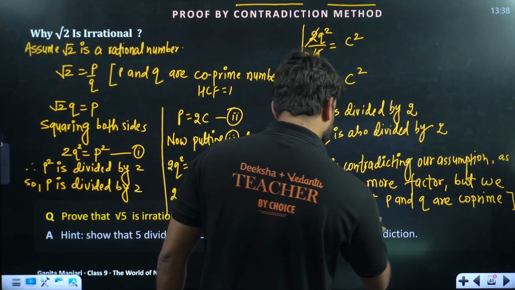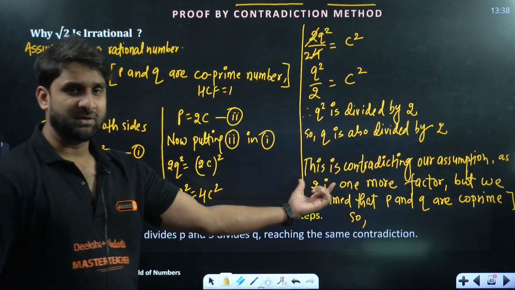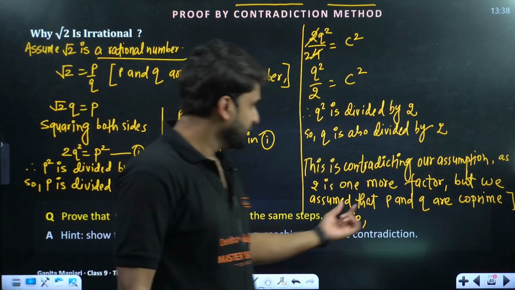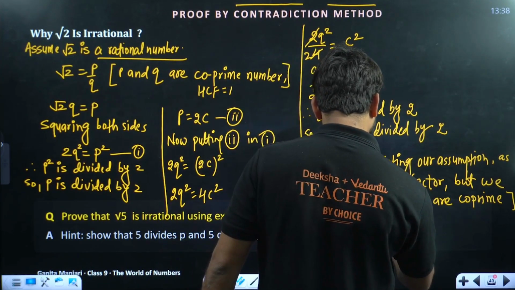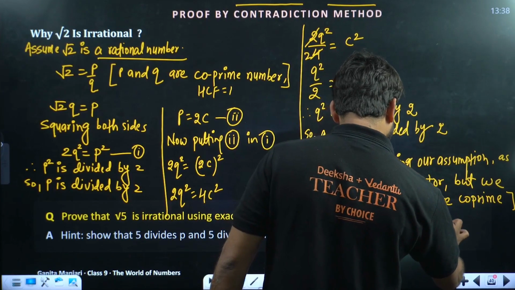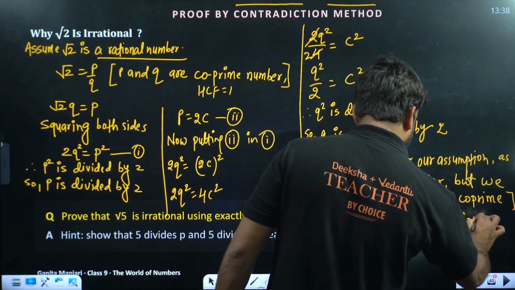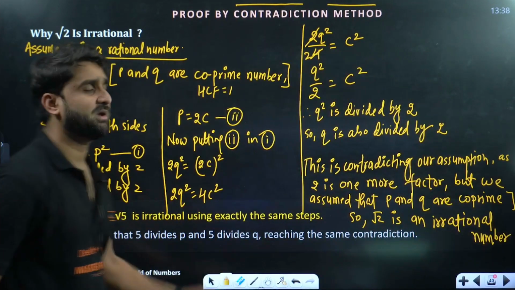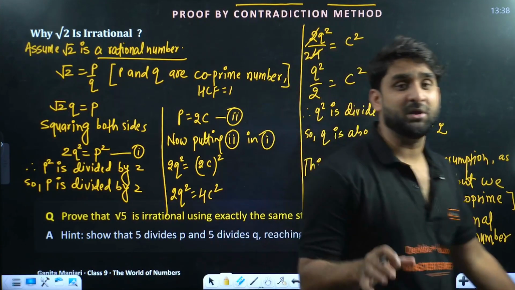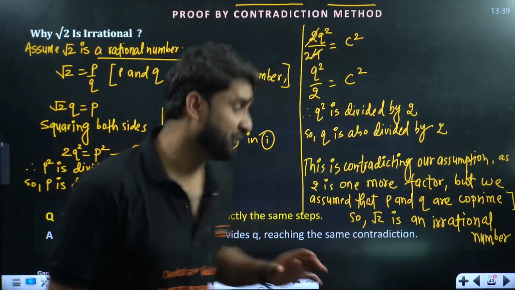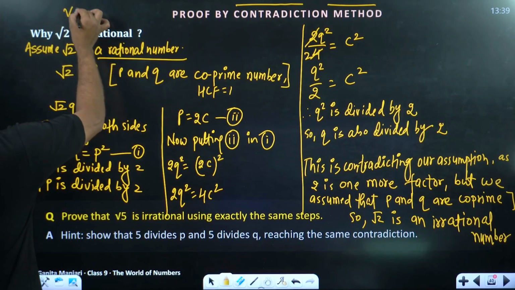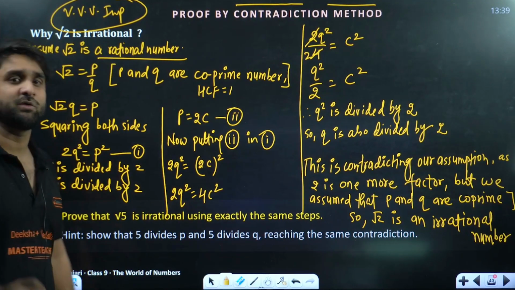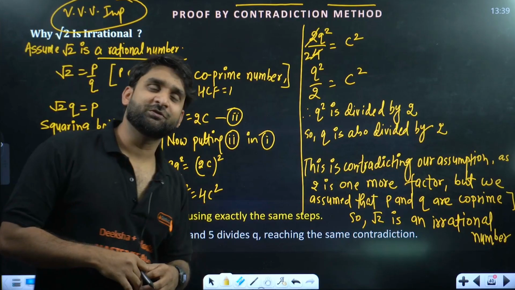So if this is contradicting, why is it contradicting? Because our assumption was that root 2 is a rational number. So root 2 is an irrational number. Root 2 can't be a rational number. So root 2 has to be an irrational number because the result is contradicting our assumption. This is the proof, my dear champion, and this is the most important question of your chapter, the world of real numbers. Very, very important. This question will definitely appear in your exam, whether it is formative assessment or your half-yearly examination. So thank you so much for watching, everyone.